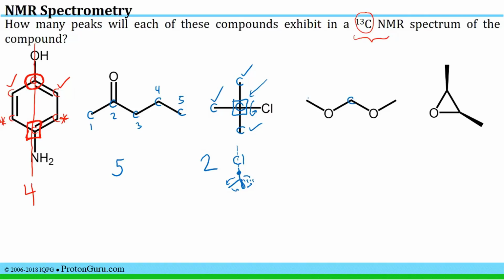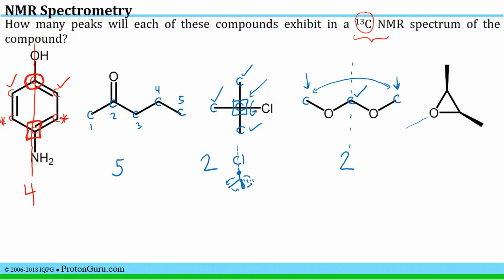In this fourth case, we have 3 carbons. There is a plane of symmetry right here, so that we have a unique carbon that lies on that symmetry plane, and then these 2 carbons at the ends are related by that symmetry, or by simply flipping the molecule over. So there will be 2 carbon NMR signals for this molecule as well.